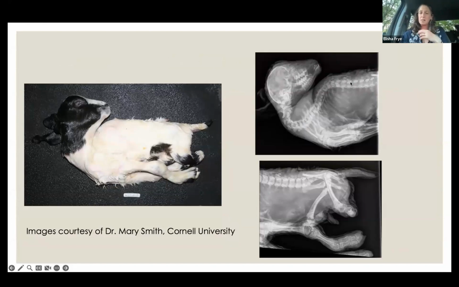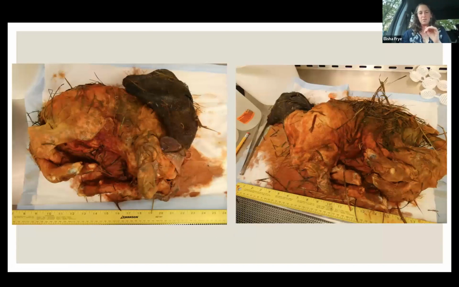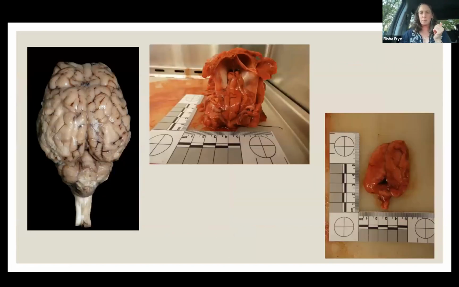And you can recognize that the vertebral column is very abnormal, right? It's very deformed. And then the hind limbs are also really deformed. So these are classic Cache Valley fetuses. This is another picture of a Cache Valley fetus with the wry neck all twisted up and the limbs very deformed. They can also have defects in the brain.